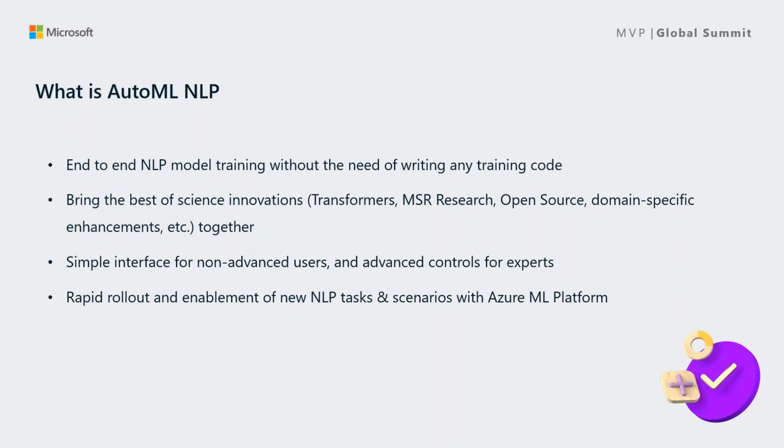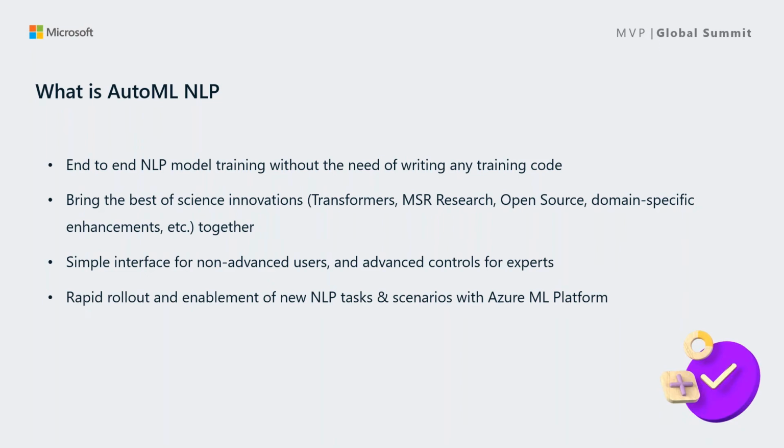With AutoML NLP, we also bring the best of the science innovation. We are leveraging a lot of the most cutting-edge innovations from open source tools and also from Microsoft internally. For AutoML NLP, we are leveraging models from transformers, adding a lot of innovation from MSR, and also leveraging some open source tools and domain-specific enhancements. We bring this together to bring the best performing NLP model to you.